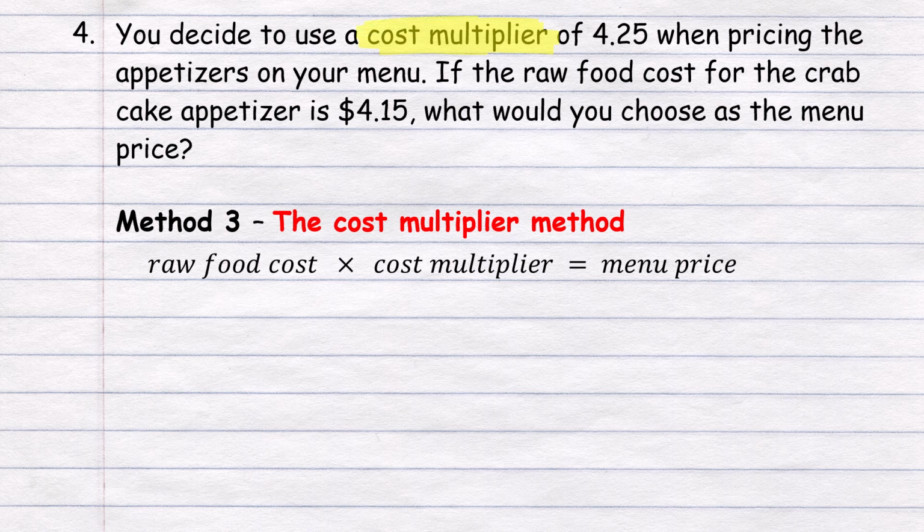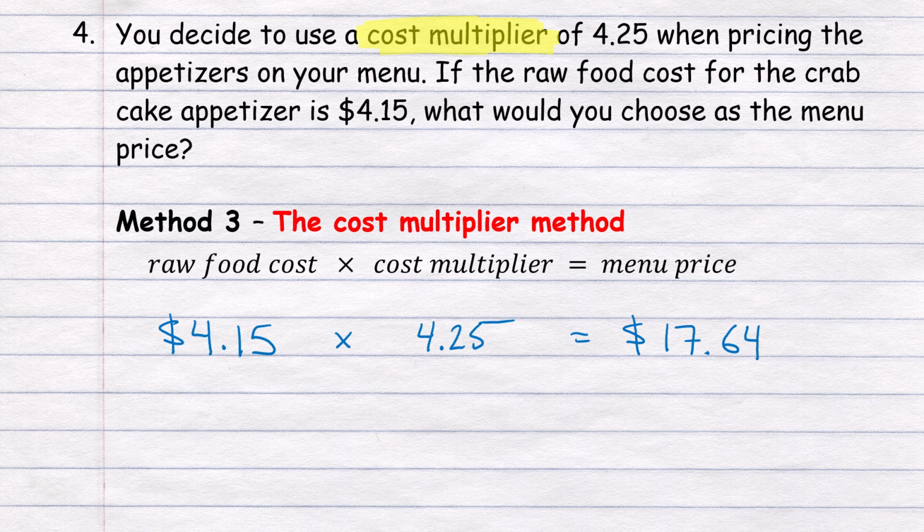We take the raw food cost, which is $4.15. We multiply it by the cost multiplier. All right, so that's saying for the appetizers, we want to charge 4.25 times more than it cost me to make. Okay? So we'll take 4.15 multiplied by 4.25, and we round that to the nearest penny. We will get $17.64.